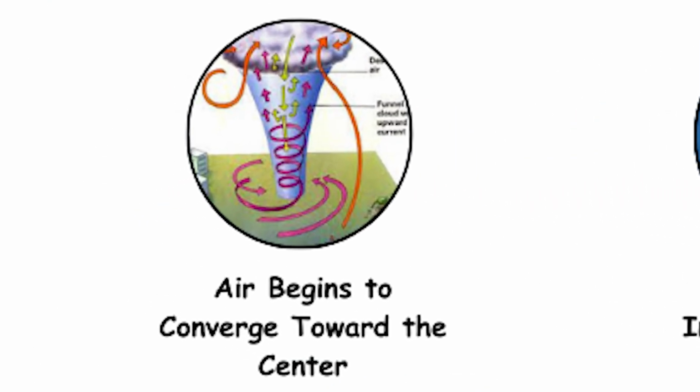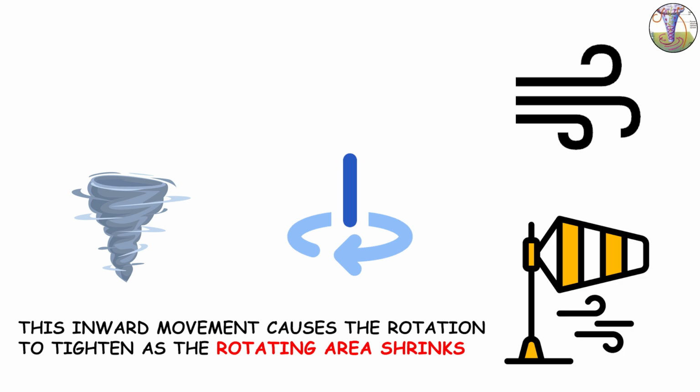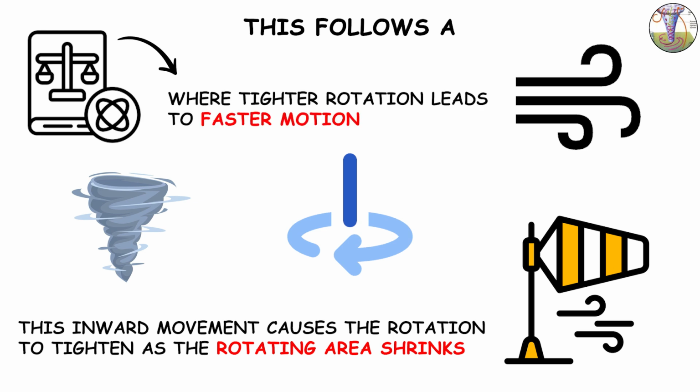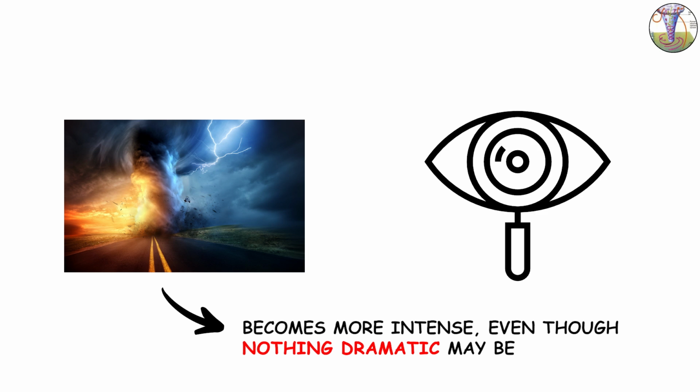Air begins to converge toward the center. Once vertical rotation is established, air from surrounding areas is drawn toward the center of the rotating column. This inward movement causes the rotation to tighten. As the rotating area shrinks, wind speeds increase. This follows a basic law of physics, where tighter rotation leads to faster motion. The storm becomes more intense, even though nothing dramatic may be visible yet.